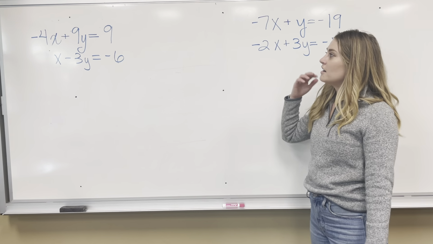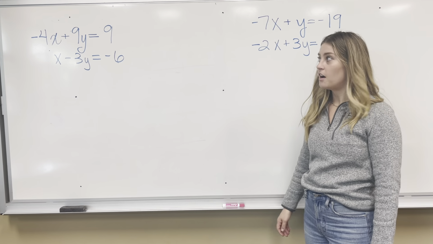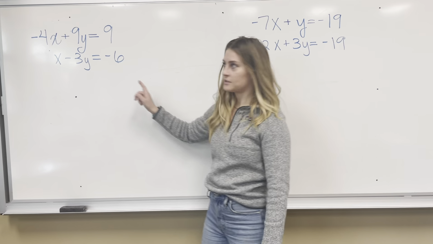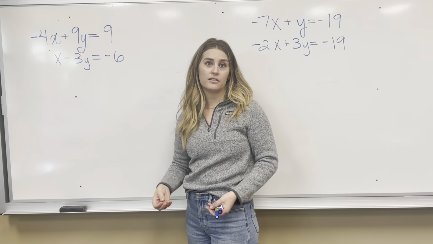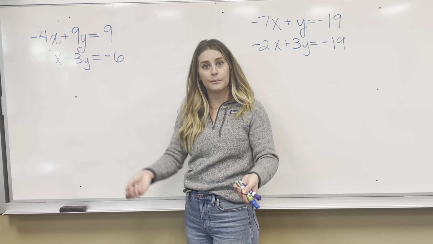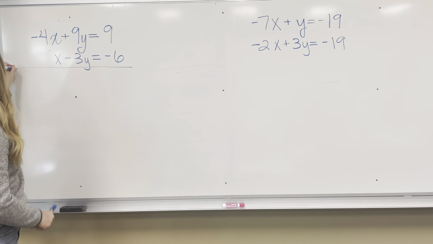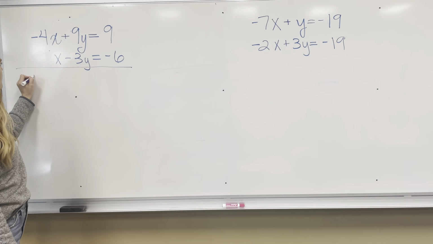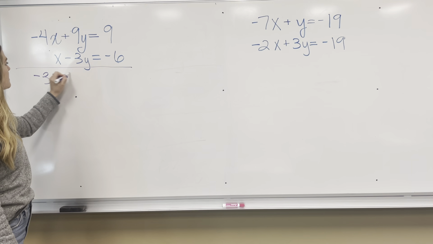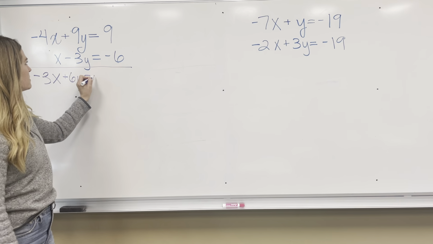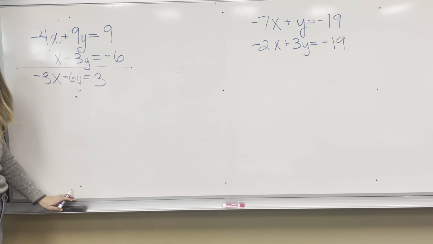Today we're going to work on the second variation of using the elimination method to solve a system of equations. Let's take a look at this one. If I'm using elimination, I want to add or subtract the two equations from each other to eliminate a variable. But if I add these together, I'm going to get negative 3x plus 6y equals 3. Neither of the variables were eliminated, so it's not adding.